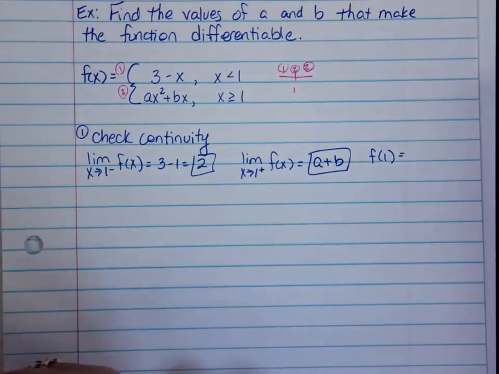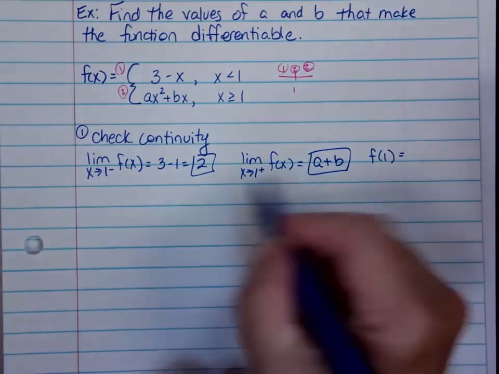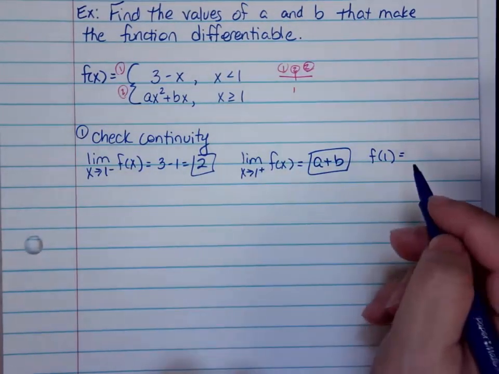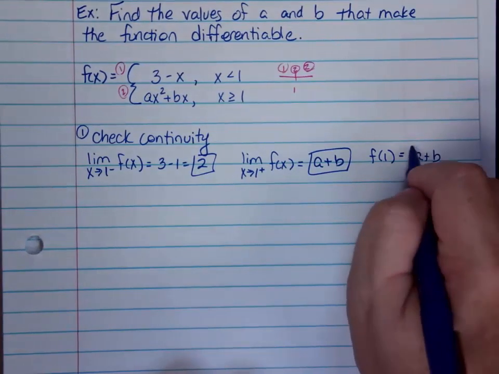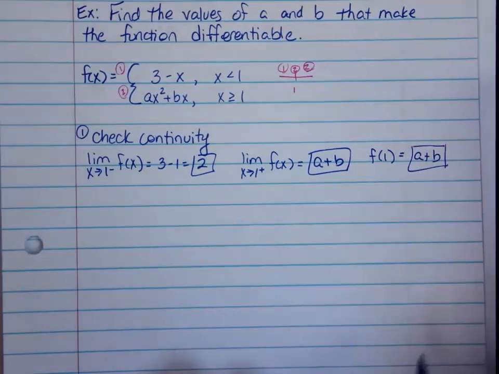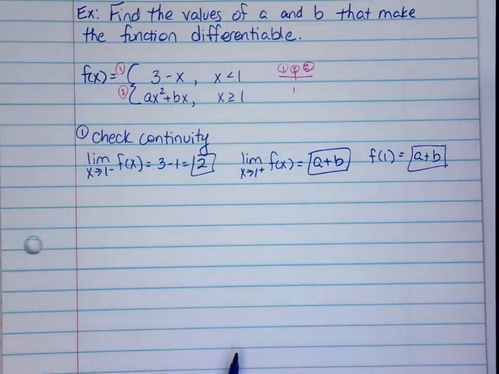Correct. Now what is f of 1? Which one is the f of 1? The 2 or the a plus b? Oh, a plus b is. Okay. We are purposely trying to make this function differentiable, which means we have to make it continuous. Okay? So these three have to be equal to each other.